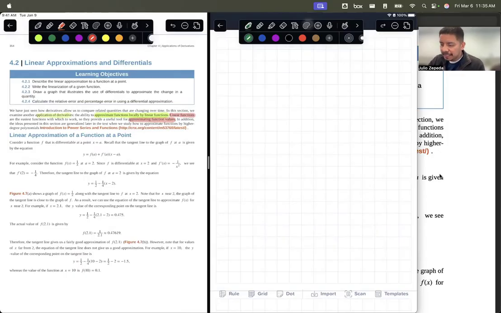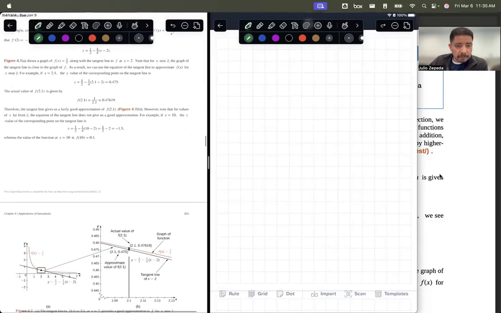Okay, it says, in addition, the ideas presented in this section are generalized later in the text when we study how to approximate functions by higher degree polynomials. And that's a topic for Calculus 2, so we won't really get into that. Okay, so let's go ahead and take a look at the idea.